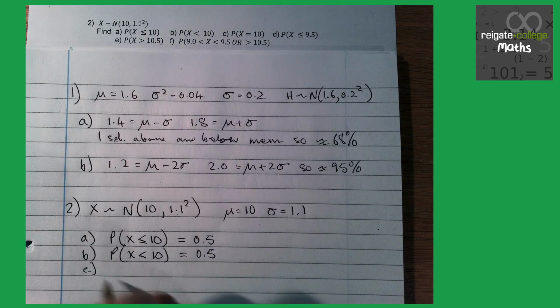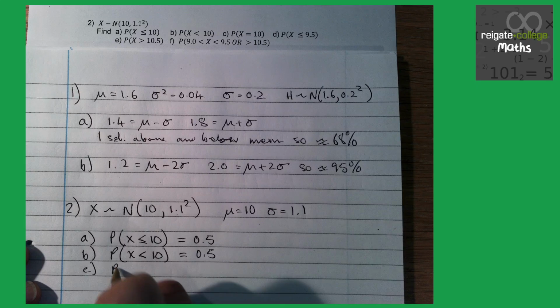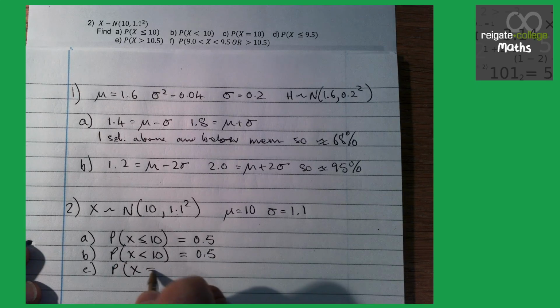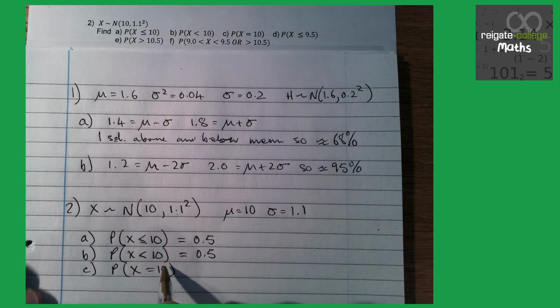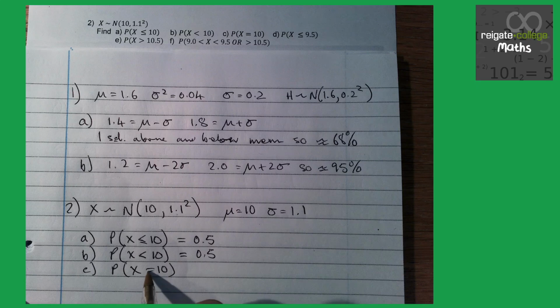For C, we'll see this again, probability that x equals 10. So the probability that any normal distribution is actually equal to a specific number is always going to be 0. It's something that students sometimes find confusing.